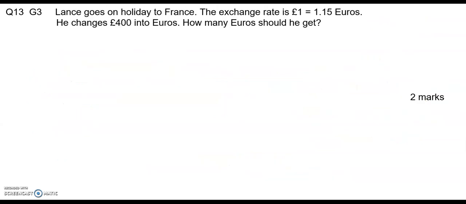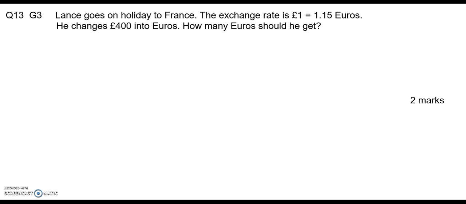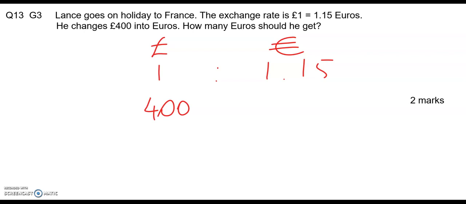Lance goes on holiday to France. The exchange rate is £1 to 1.15 euros, or equal to 1.15 euros. He changes £400 into euros. How many euros should he get? So we've got a ratio of 1 to 1.15. 1 is the pound and 1.15 is the euros. So he's going to exchange £400. So we'll put that in the pounds column. And how many euros will he get?